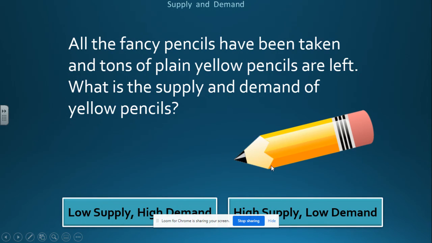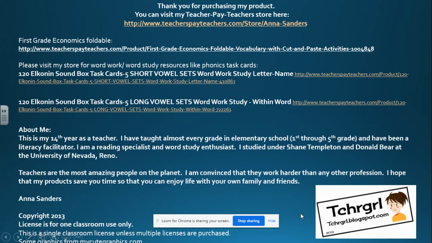All the fancy pencils have been taken and tons of plain yellow pencils are left. What's the supply and demand of yellow pencils? Well, if we have tons of them left over, lots of yellow pencils, that's a high supply. And the reason we have a high supply is because there's not enough demand for them. People don't want the plain yellow pencils, they want the fancy ones. So we have a high supply and a low demand.